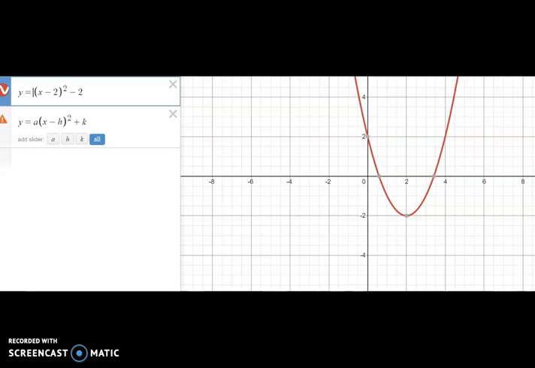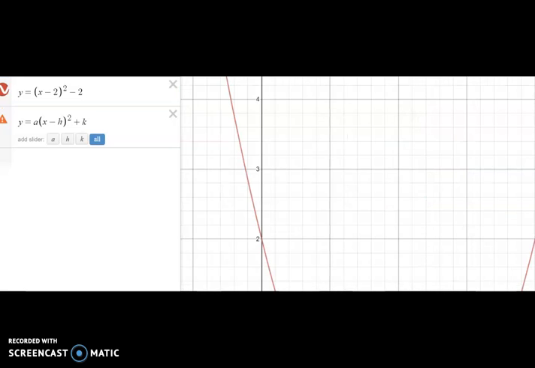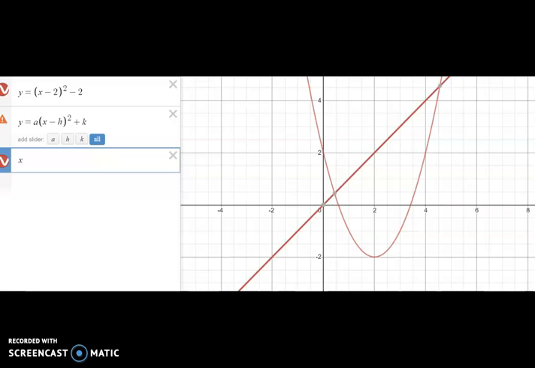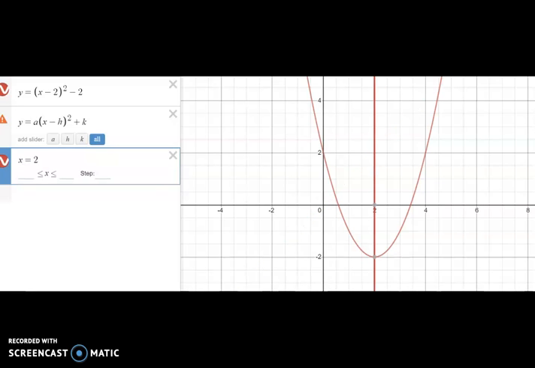The axis of symmetry is a line that's going to run right through the center. So if 2, negative 2 is my vertex, then the axis of symmetry is x equals 2. It's a vertical line that runs right through there. If I type x equals 2, that's what an axis of symmetry is. So it goes right through there. Okay, so that's the axis of symmetry.